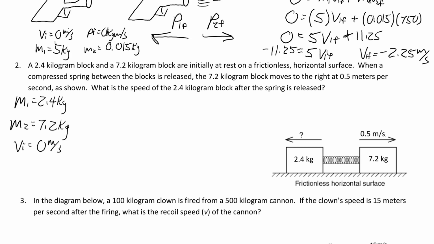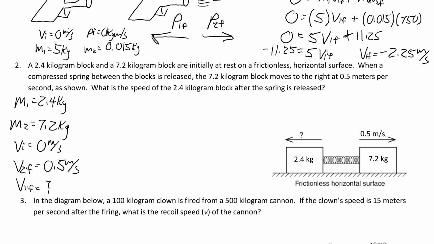When a compressed spring between the blocks is released, the 7.2 kilogram block moves to the right at 0.5 meters per second as shown. Now it's important to note we called M2 7.2, and they're telling you the 7.2 kilogram velocity is 0.5. So after the collision, the second block is going 0.5 meters per second. So if you got this one wrong, maybe that's why, because they're actually asking for V1F the way I wrote it. So you just have to make sure you're matching up the correct velocity to the correct mass.